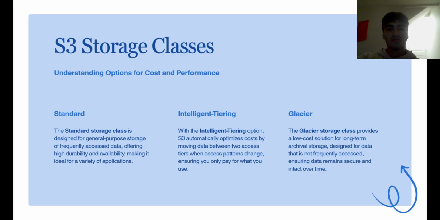Cost management is also important, which is why S3 offers different storage classes. Not all data needs to be accessed frequently. For example, recent files may need fast access, while older backups might rarely be used. S3 provides classes like Standard for frequent access, Intelligent-Tiering for automatic optimization, and Glacier for low-cost archival storage. This tiered system allows users to balance performance and cost effectively.